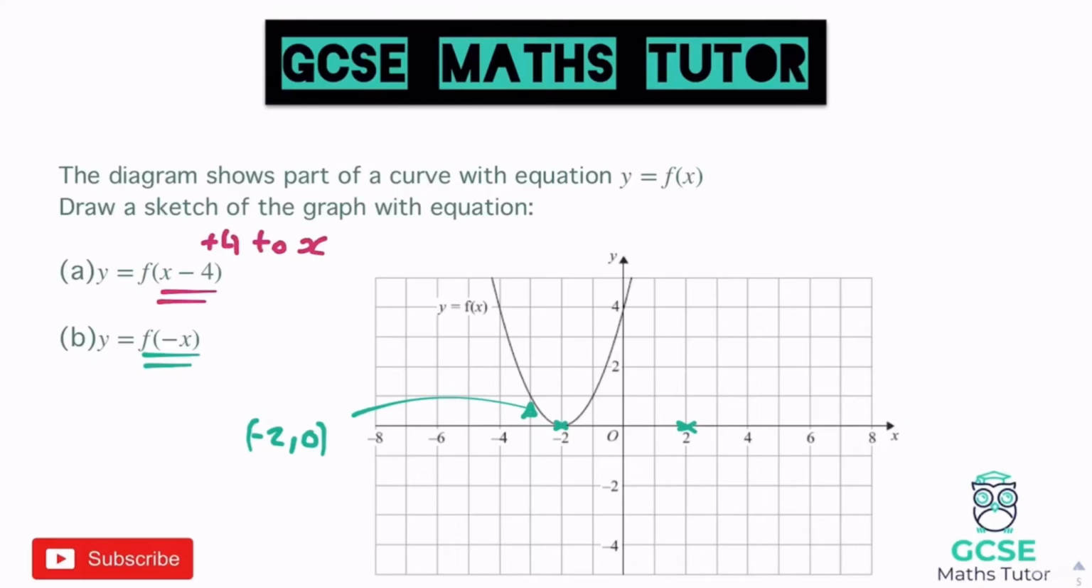So let's have a look at another one. Let's pick this coordinate here. There we go. So that coordinate there is -1, 0. And if we change the symbol in front of the x coordinate, that becomes +1, 0.